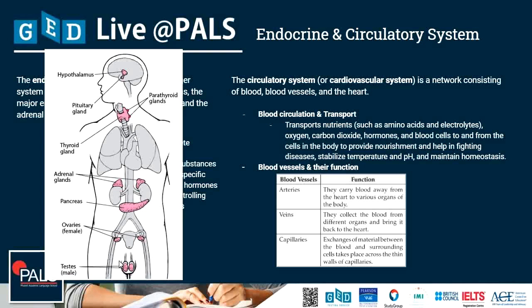The arteries carry blood away from the heart to various organs of the body. Veins, they collect the blood from the organs and bring it back to the heart. And the capillaries are the tiny blood vessels which form vast networks reaching almost every cell in our body, which in return allow the exchange of materials between the blood and the surrounding tissues.